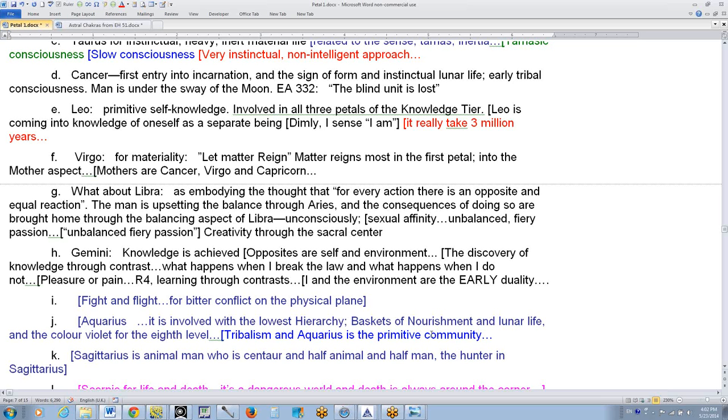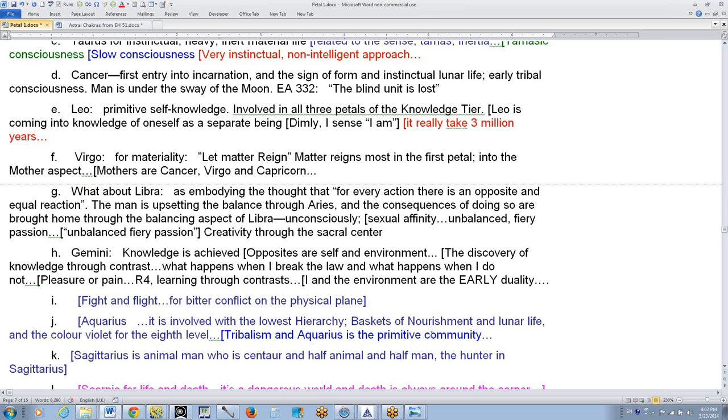So the environment and I are the early duality. The fight or flight for bitter conflict on the physical plane. And Gemini, well, Mercury is called the star of conflict, and Gemini is always involved in the engagement of these opposites, not necessarily in such a civilized manner as later. What about Aquarius? Well, it's involved in the lowest hierarchy, the baskets of nourishment, and lunar life, and the color violet.